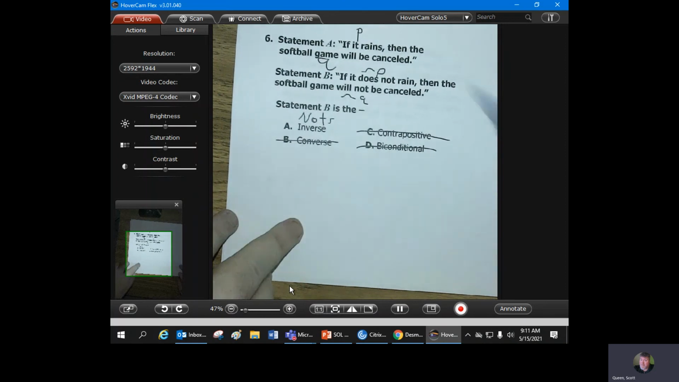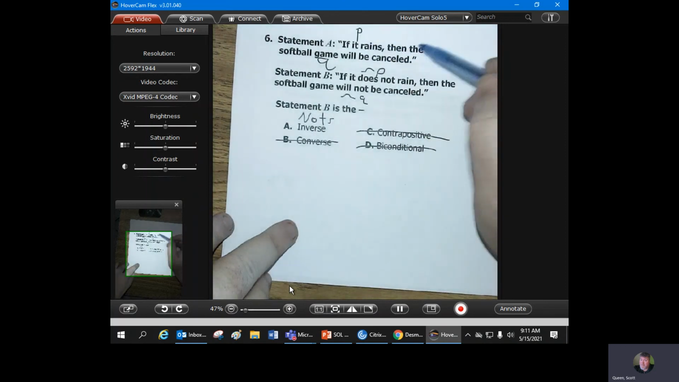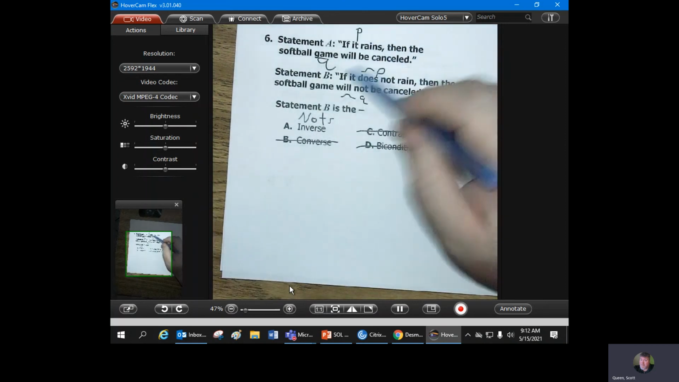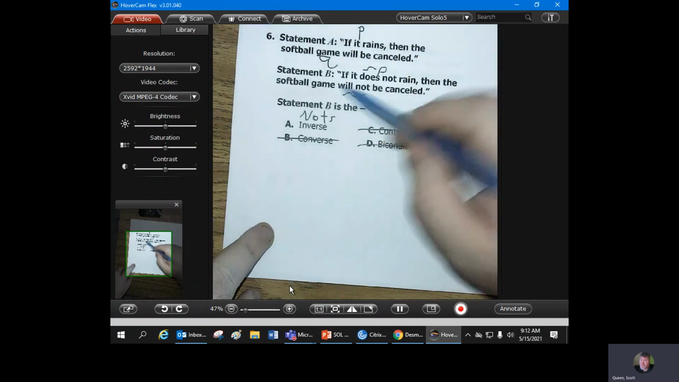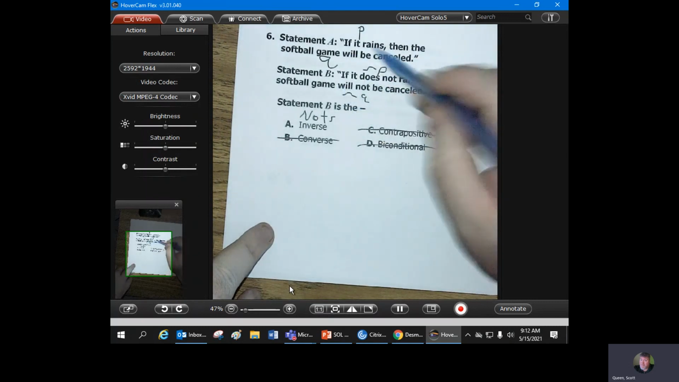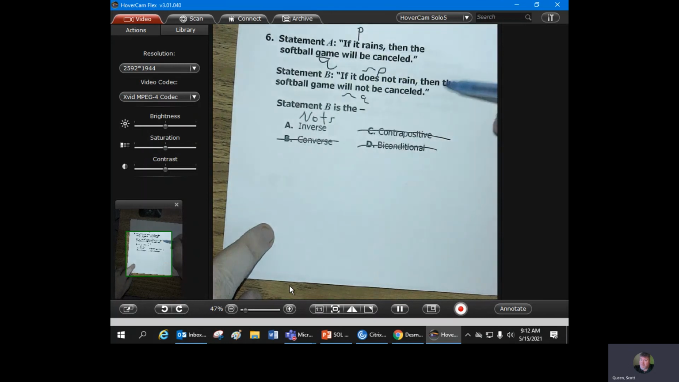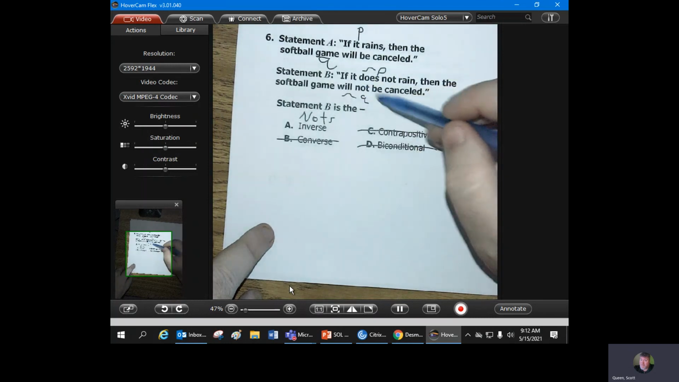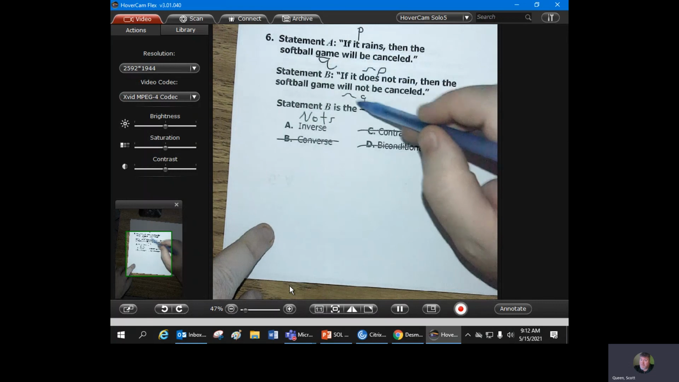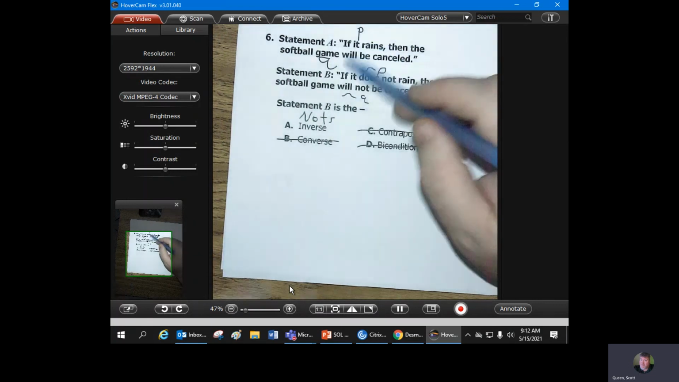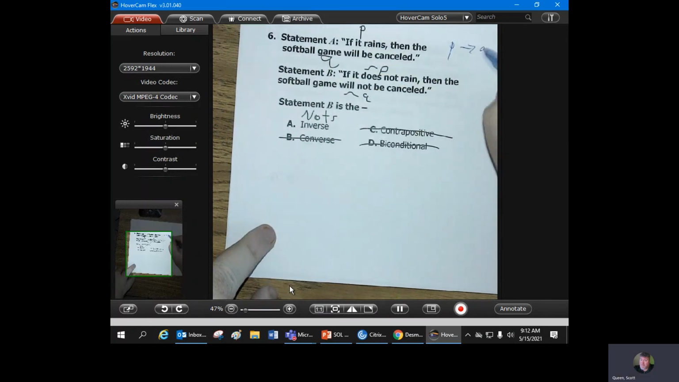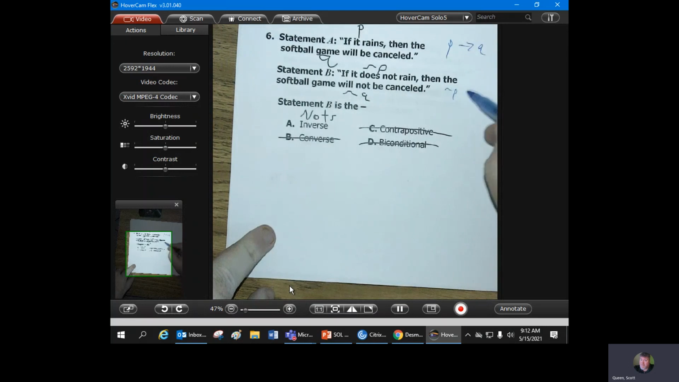All right, statement A. If it rains, that's a P, then the softball game will be canceled. That's a Q. Statement B. If it does not rain, that sounds just like our P, except they threw in not, so not P. Then the softball game will not be canceled. That's just like Q, except they threw in not. So P then Q, then not P, not Q.